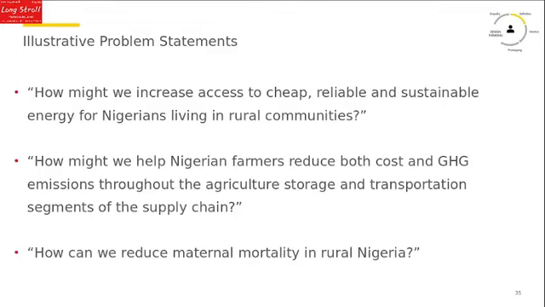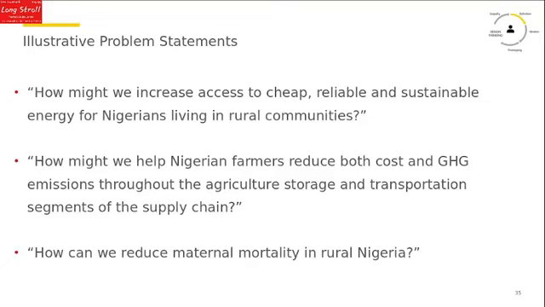The first one there is, how might we increase access to cheap, reliable and sustainable energy for Nigerians living in rural areas? So this person is focused on people living in rural areas in Nigeria. They are focused on delivering sustainable energy for them, and on making the access to that energy cheap. You see how in this very simple sentence this person has been able to capture those questions that I listed earlier on.